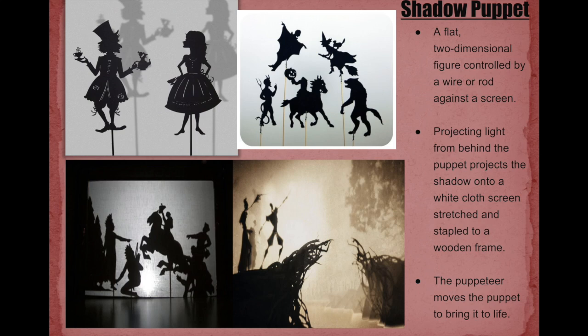Next up is a shadow puppet. So these are flat puppets, whereas rod puppets that we just looked at are 3-dimensional. Shadow puppets are 2-dimensional figures controlled by a wire or a rod against a screen. Projecting light from behind the puppet creates a shadow onto a white cloth screen stretched and stapled to a wooden frame. But really any background, you could create these different shadows on. And the puppeteer moves the puppet to bring it to life.